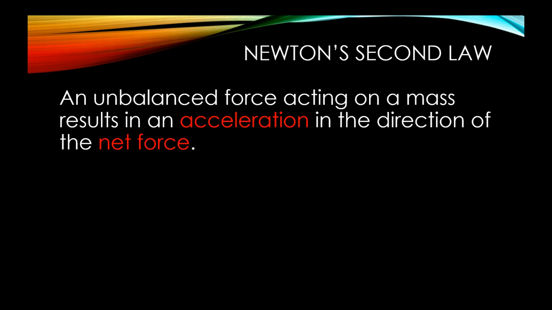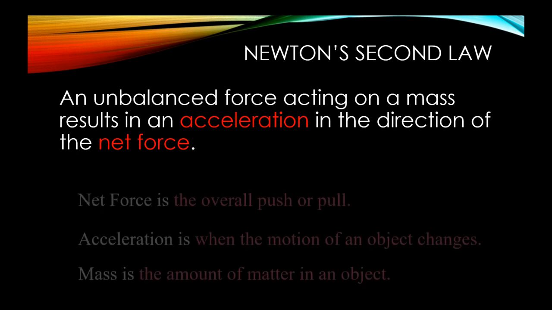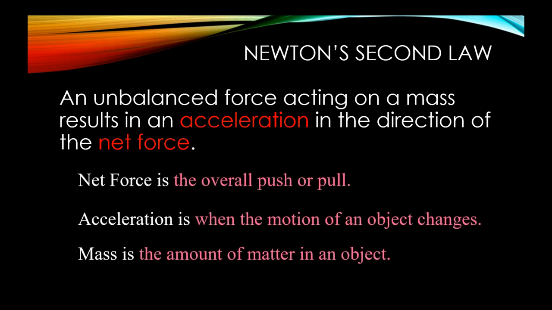So Newton came up with the second law as a model to describe an object whose motion is changing. Newton's second law says that an unbalanced force results in a change in an object's motion. Remember, we defined changing motion as an acceleration, and this means that the object can be speeding up, slowing down, or changing direction.